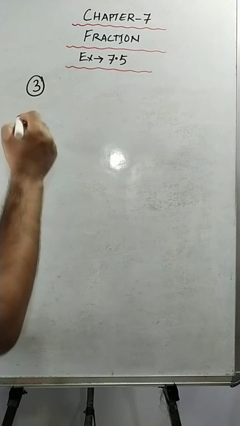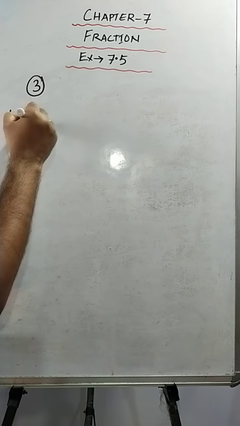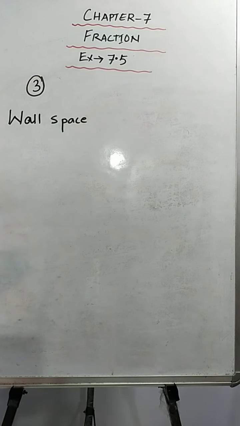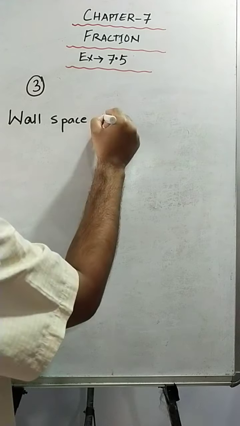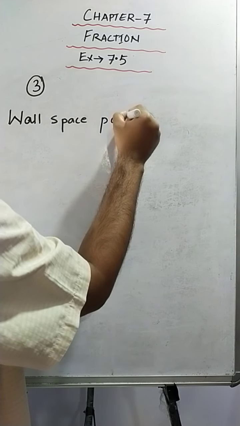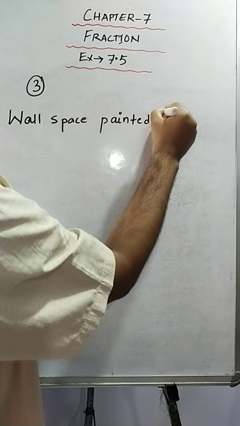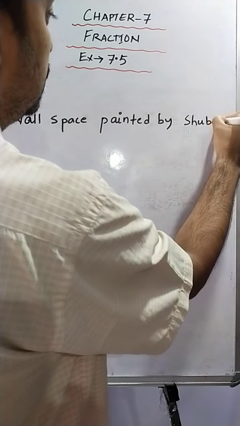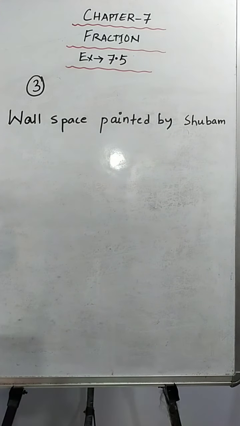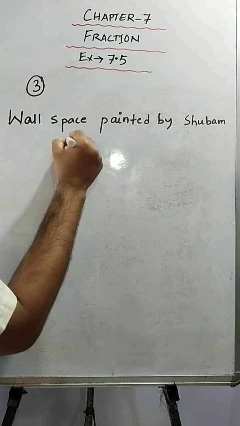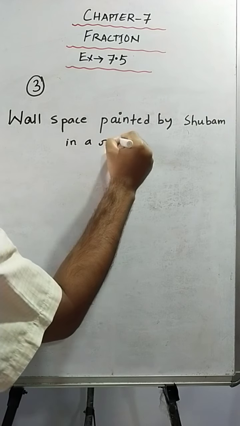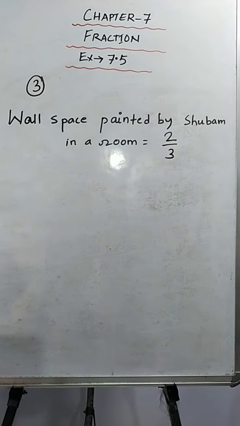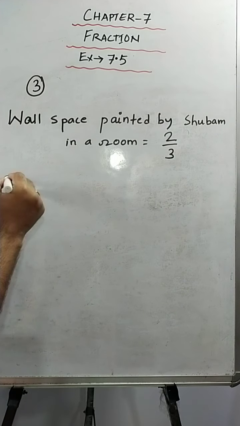That wall space painted by Shubham. Okay. In a room. Shubham in a room. So that would be what? 2 by 3. And what is the next statement that I have to write?